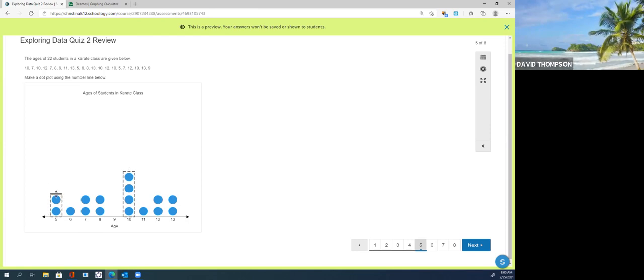5. How many 5s? 7. 12. 10. 13, and then 9. So there's my dot plot. All I'm doing is plugging in the numbers and sliding it up 1 for each one of those numbers.